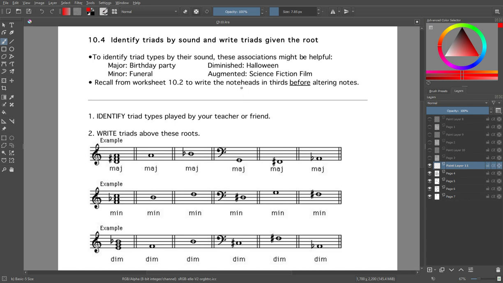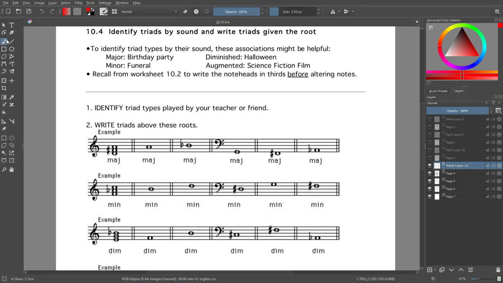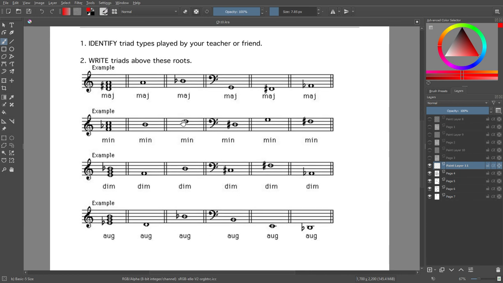Then augmented. Da da da da da. They say science fiction film; I think of a cliffhanger, something that's tense, intense. That's how it sounds, that's how I associate it. Whichever works for you is great. Whatever tricks you need to do will be ideal. Now we're going to write the triads above these roots.